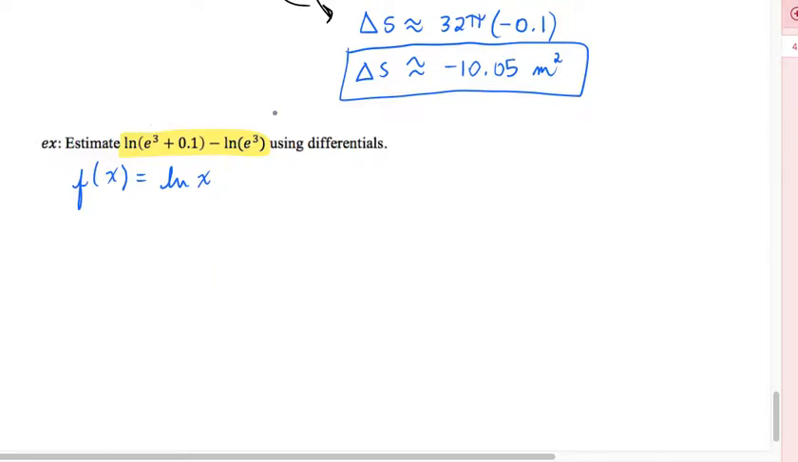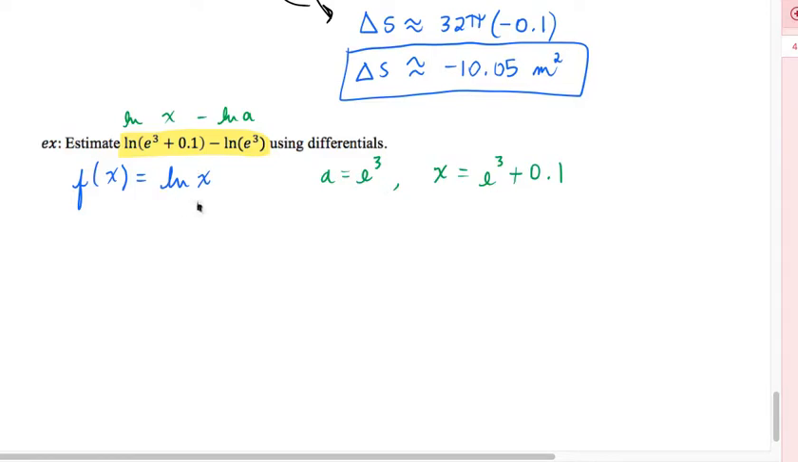And the x values that we're going to plug in are e cubed plus 0.1 and e cubed, which means it pretty much tells me my a value. If I use a as e cubed, then this is like the natural log of a, and this is the natural log of a plus 0.1. The 0.1, that's the difference between the two x values. So my other value, the x that we're going to use here, is going to be e cubed plus 0.1. Right, so that would be my natural log of x minus natural log of a. I'm estimating the change in the y values as x changes from a to x. Okay, this is a good choice.